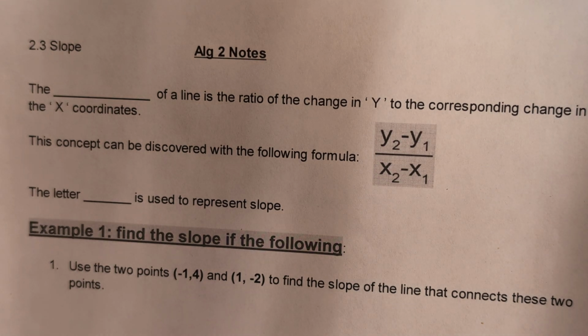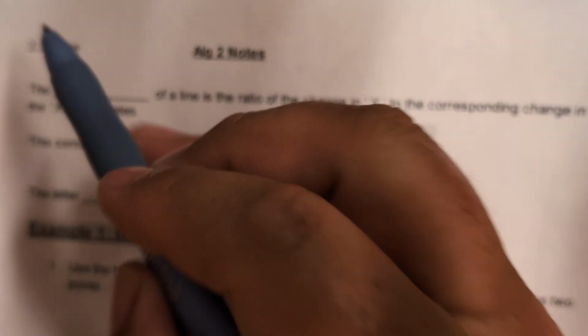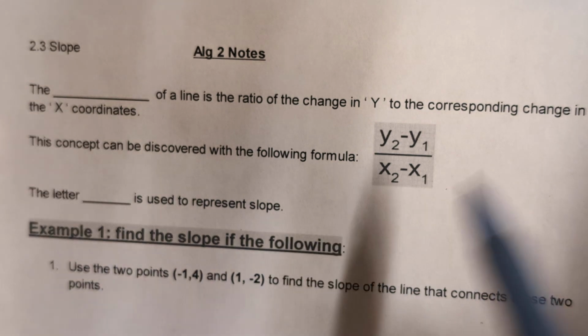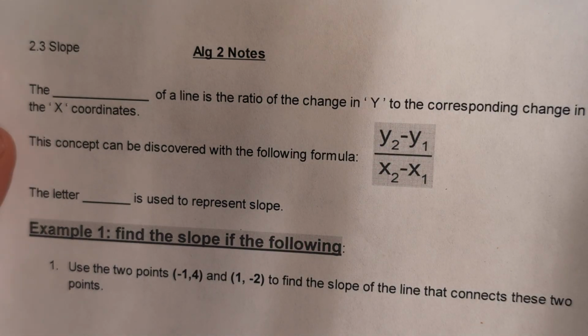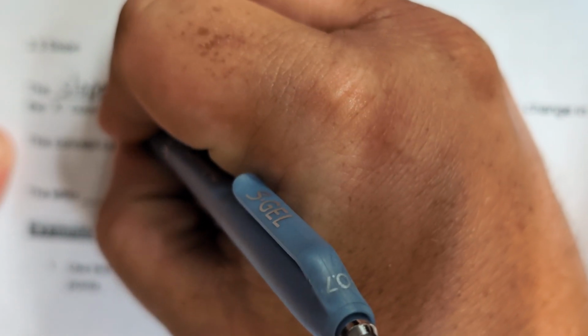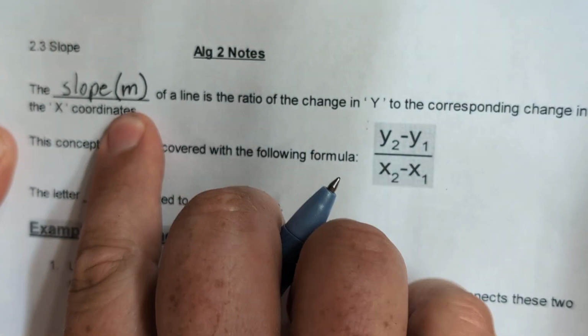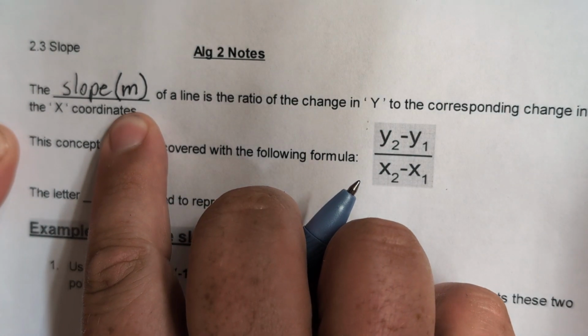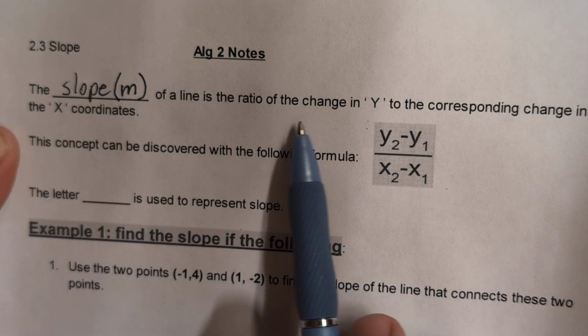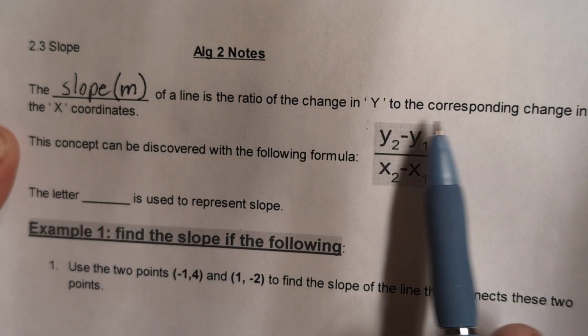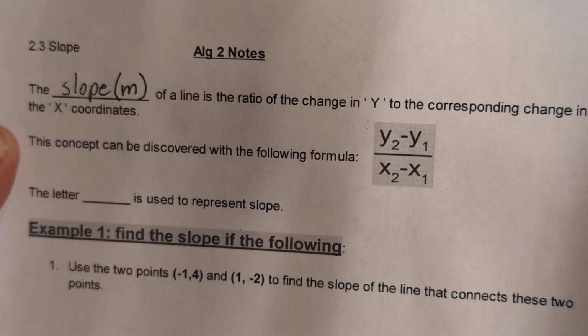We're going to do one page at a time. I have 2.3 notes, slope. Lo and behold, the slope, and every time we see it, we're going to put an M, because M also means slope. It is a symbol for slope. The slope of a line is a ratio of the change of y to the corresponding change in x coordinates.